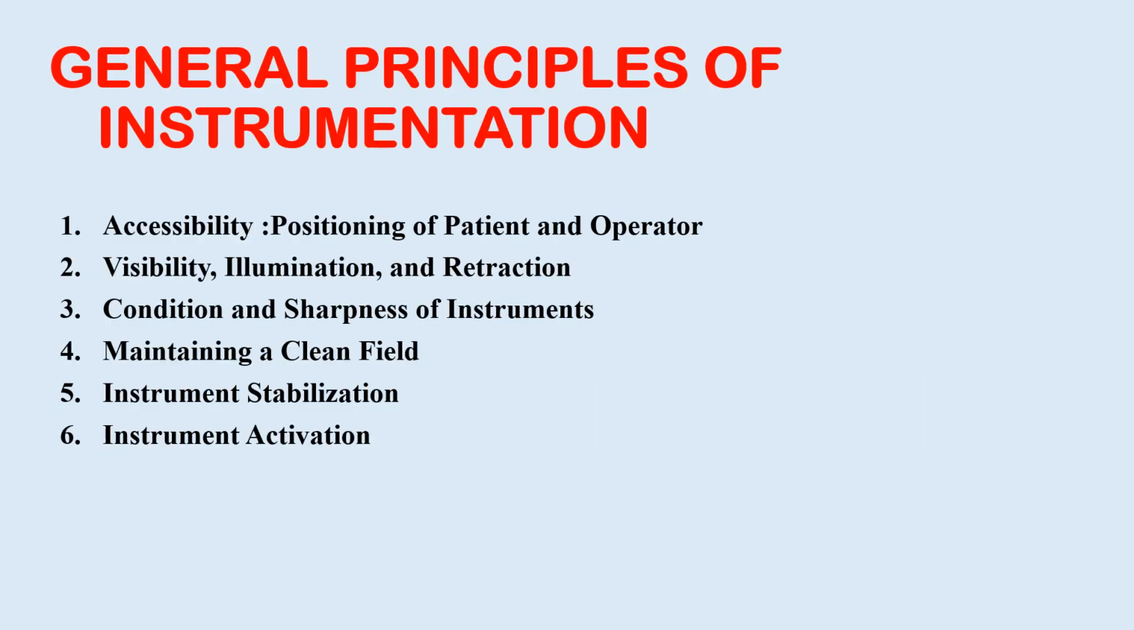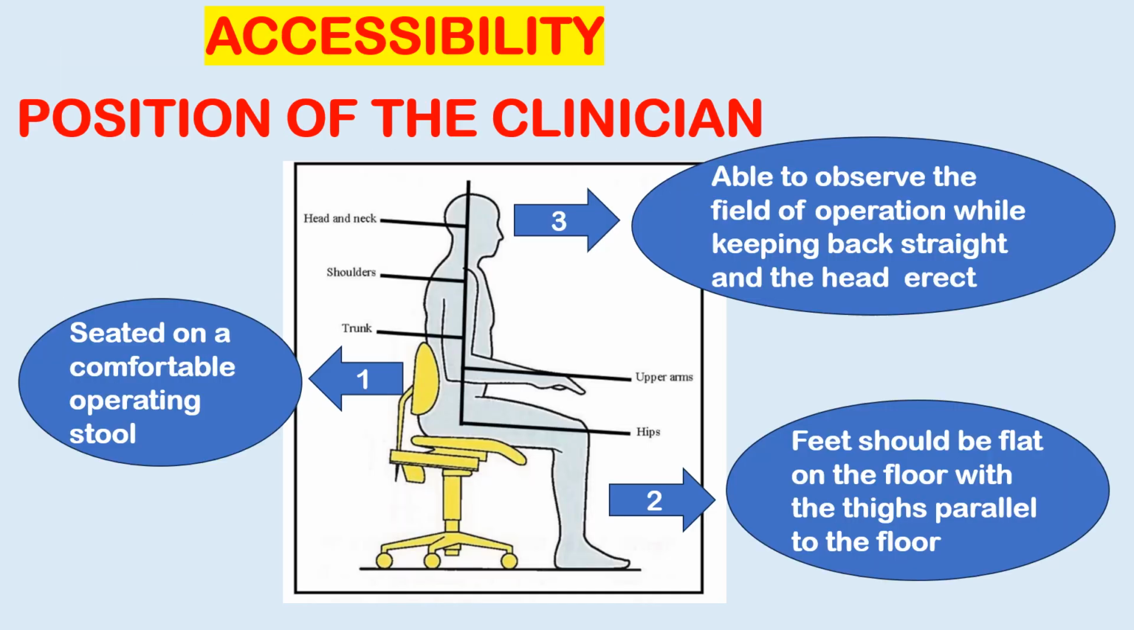So let's quickly understand the various components of principles of instrumentation. First is accessibility, which includes the positioning of the patient and operator. Second is visibility, illumination and retraction. Third is the condition and sharpness of instruments. Fourth is to maintain a clean field. Fifth is stabilization of the instrument. And sixth comprises activation of the instrument.